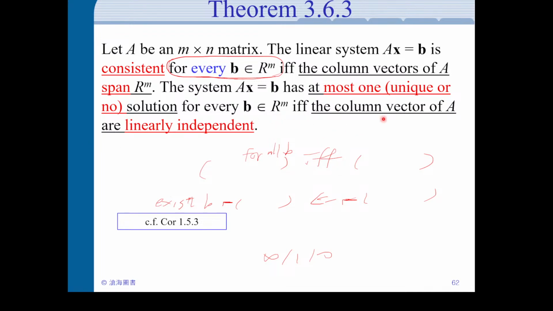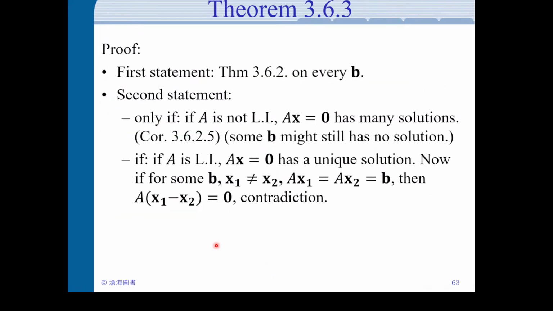Okay, so if the columns are linearly independent, then we want to show that for every b, Ax equal to b has at most one solution. Now we need to do some linear algebra. Once again, we start with our 3.6.2.5. If A is linearly independent, then Ax equal to 0 only has one solution. So it has a unique solution. And now once again we go to proof by contradiction.